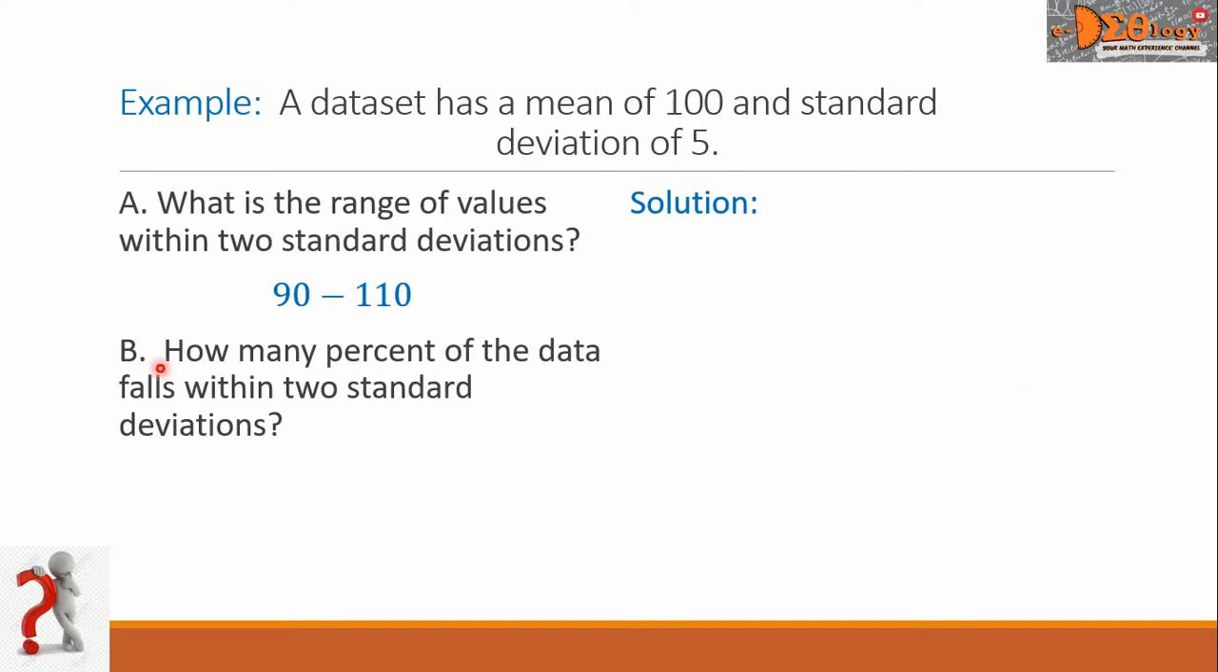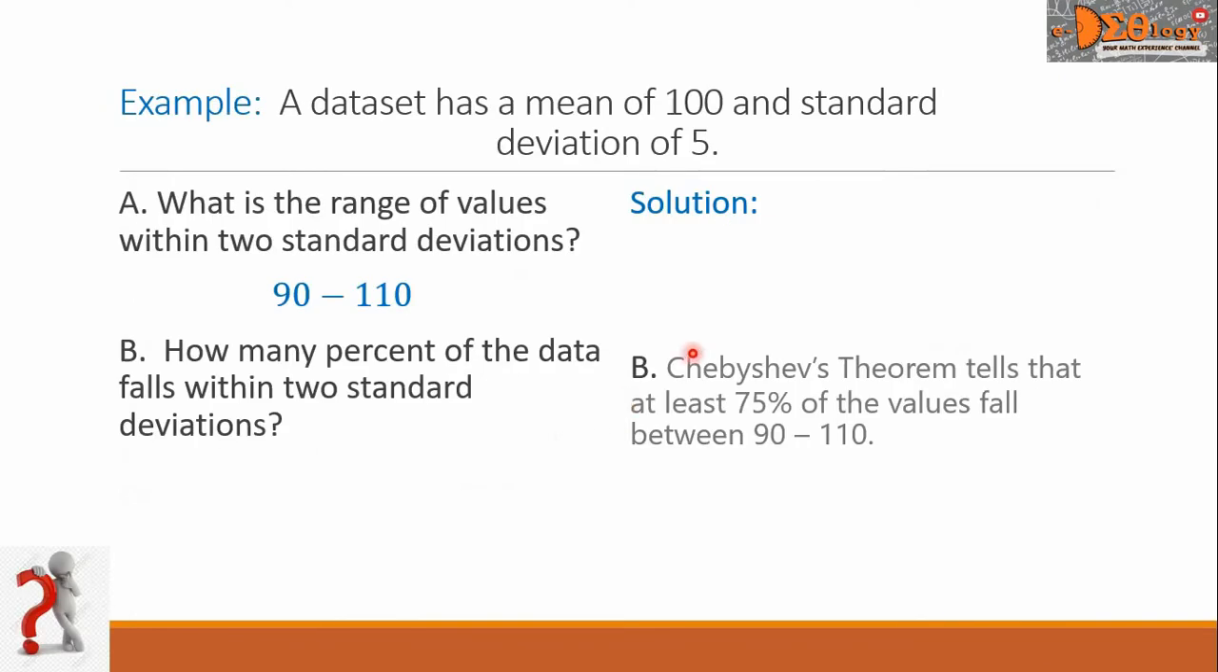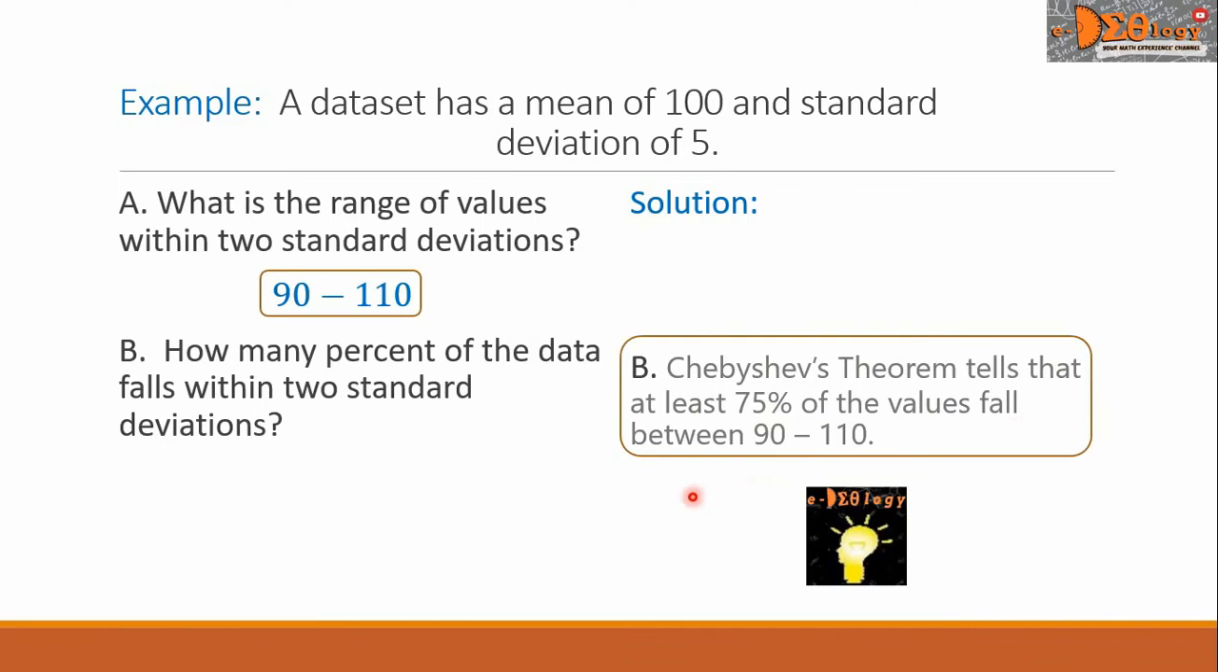Let us now solve for letter B. How many percent of the data falls within two standard deviations? We can go back to our table a while ago. The standard deviation of 2 is here, so our answer is the 0.75 or 75%. So we say here, Chebyshev's theorem tells that at least 75% of the values fall between 90 to 110. This is now the final answer.